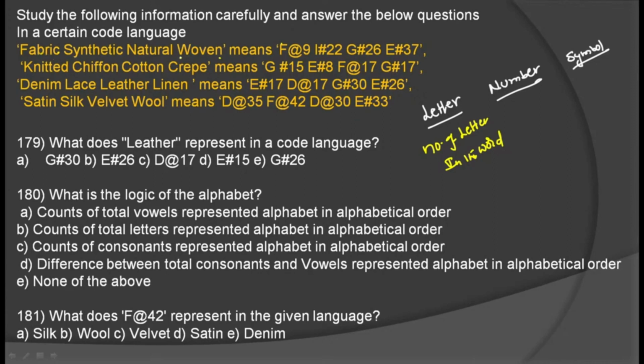Pick one word. For example, I am picking woven. So woven has how many letters? 5 letters. 5 letters means the code letter is E. Now the coded pattern for woven is E-37.